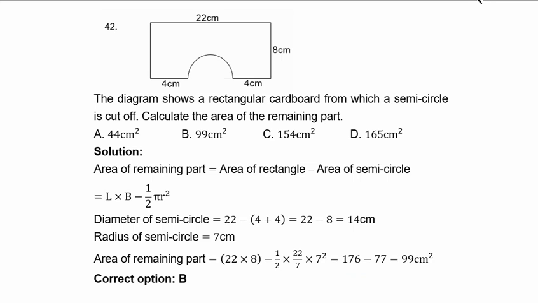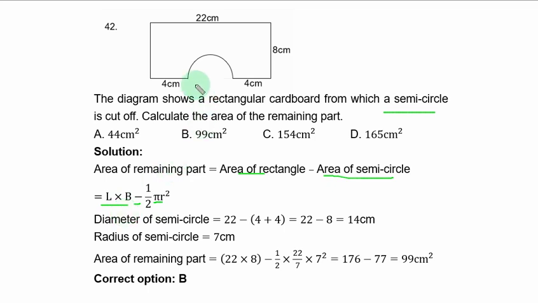Question 42. The diagram shows a rectangular cupboard from which a semicircle is cut off. Calculate the area of the remaining part. Solution. Area of remaining part is equal to area of rectangle minus area of semicircle. It follows that for the rectangle, you have length times breadth minus, for the semicircle, 1 over 2 pi r squared.